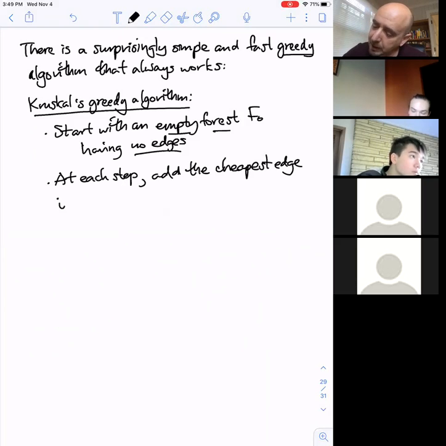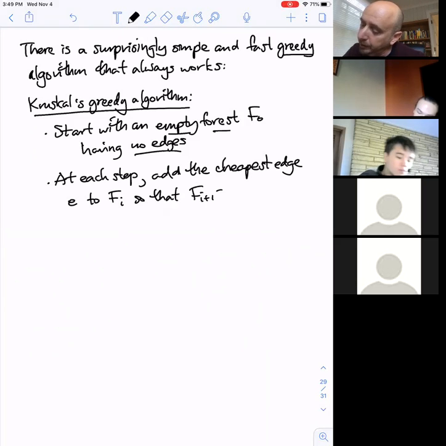Yep, I wrote: add the cheapest edge E to Fi, the forest that you've got so far that has i edges, so that when you add it, the new thing, Fi plus 1, where you add in that edge, Fi union this new edge, is still a forest. You didn't create any cycles.